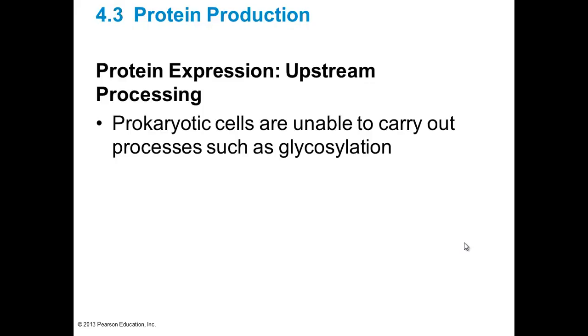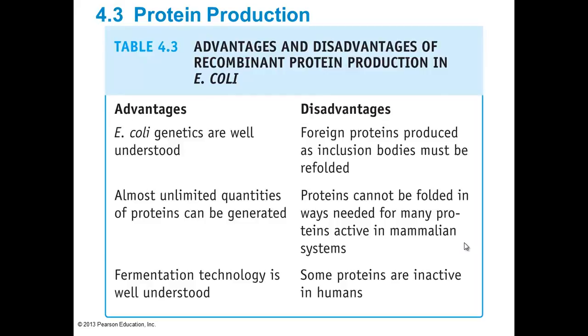Now, you have to remember prokaryotic cells cannot carry out post-translational modifications like glycosylation. But still, there are some advantages to E. coli. The genetics are well understood. You can make an unlimited amount of protein. It's very easy to grow. Fermentation is well understood. But foreign proteins will form inclusion bodies. The proteins cannot be folded in ways that would be active in humans, and so that's a big concern.